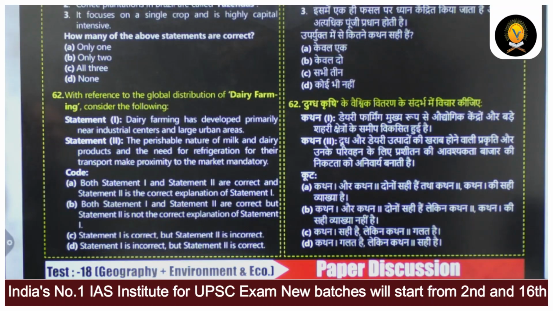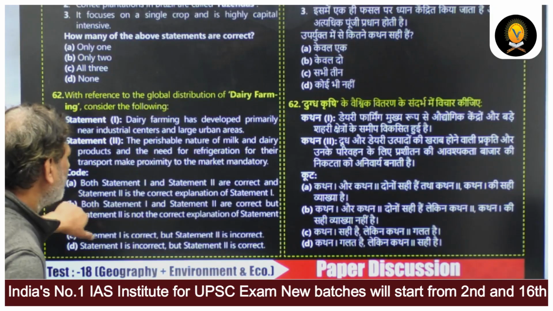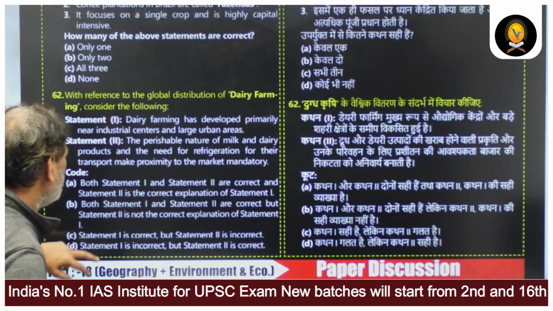With reference to the global distribution of dairy farming, consider the following. Dairy farming has developed primarily near industrial centers and large urban areas, correct. The perishable nature of milk and dairy products and the need for refrigeration for their transportation make proximity to the market mandatory, yes. So, both statements are correct and the second is the explanation of the first.